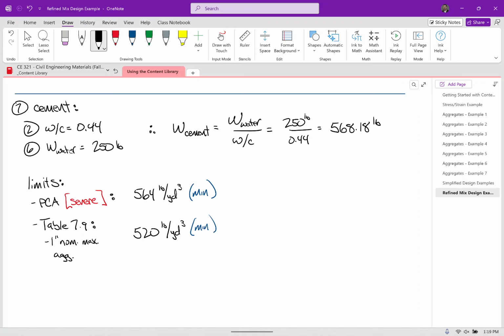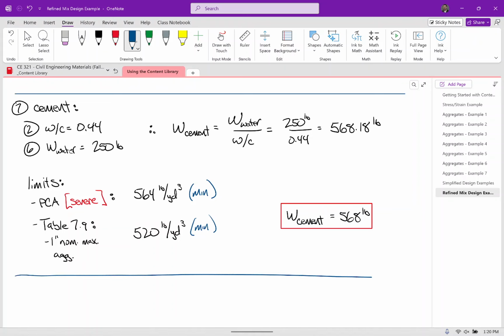From these, the idea is if we want to drop the amount of water that we use, we want to use the minimum amount of water. For the purposes of strength, we want to up our cement. So we want to use the biggest cement that we can. So in other words, our weight of cement, we're going to take that as 568 pounds, just to the nearest pound, which is fine.